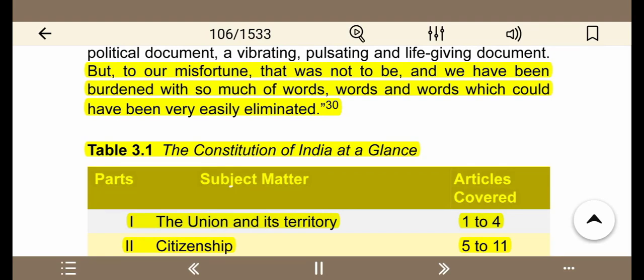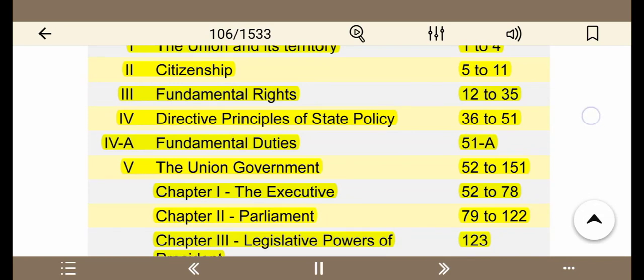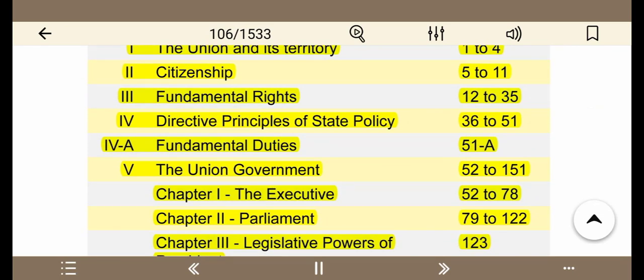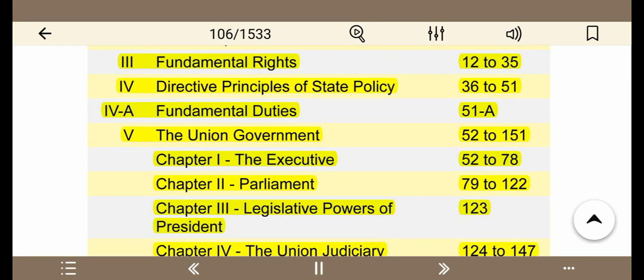30. Table 3.1. The Constitution of India at a glance. Parts, subject matter, articles covered. Part 1: Union and its territory, Articles 1 to 4. Part 2: Citizenship, 5 to 11. Part 3: Fundamental rights, 12 to 35. Part 4: Directive Principles of State Policy, 36 to 51. Part 4A: Fundamental duties, 51A. Part 5: The Union Government, 52 to 151. Chapter 1: The Executive, 52 to 78.